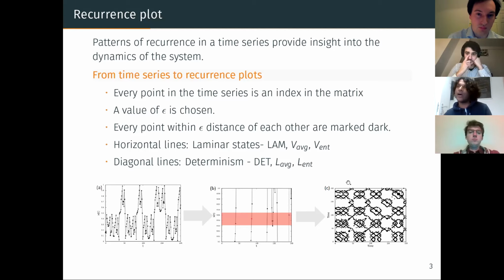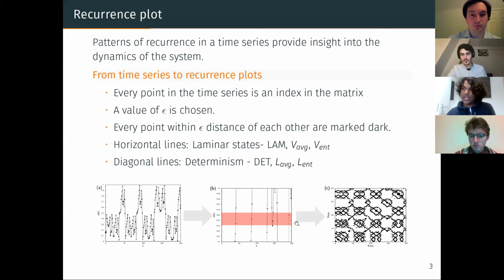So how do we generate a recurrence plot? You have a time series, like the one in A, and every point on this is an index. Then you take a small band around this of size epsilon. Every time series point in the future and the past that falls within this range epsilon, that is, within this red band, is marked with a dark spot. If it falls outside it, it's marked with a light spot. When you do this for all points, you get an n by n matrix, and that is what we call a recurrence plot.